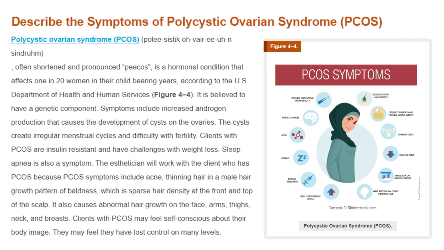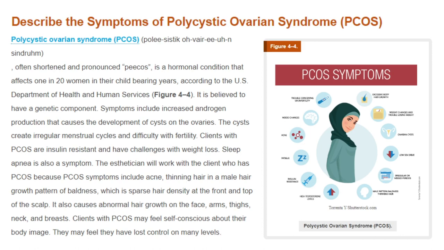Polycystic ovarian syndrome, often shortened and pronounced PCOS, is a hormonal condition that affects 1 in 20 women in their childbearing years, according to the U.S. Department of Health and Human Services, Figure 4.4. It is believed to have a genetic component. Symptoms include increased androgen production that causes the development of cysts on the ovaries. The cysts create irregular menstrual cycles and difficulty with fertility. Clients with PCOS are insulin resistant and have challenges with weight loss. Sleep apnea is also a symptom.